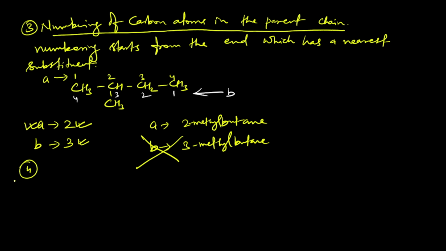So now the fourth rule we will see. Fourth rule, it will be numbering of carbon atoms in the parent chain. It is the same numbering type of rule, but a little bit of change is there. Okay, numbering of carbon atoms.